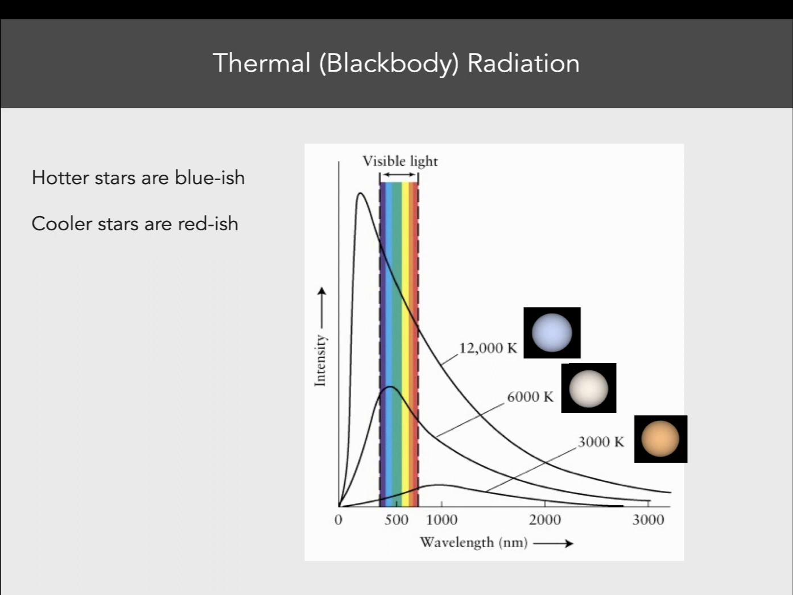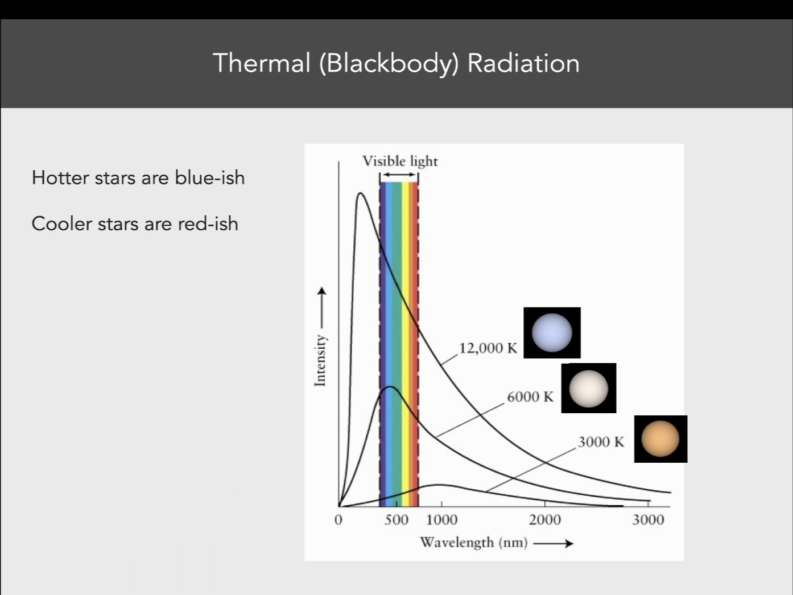The point of this illustration is to show that the peak of the brightness, according to Wien's law, shifts to shorter wavelengths as you heat up the object. So at 3,000 Kelvin, the peak is out here at around a micron in the near infrared. At 6,000, it's in the visible part of the spectrum, and at 12,000, it's shifted to the ultraviolet.